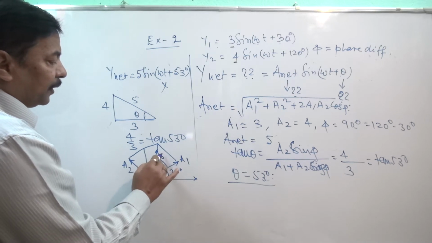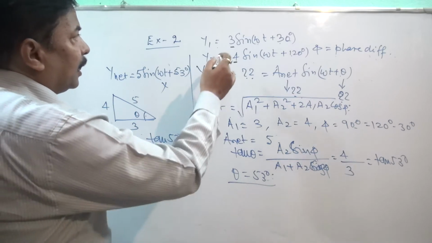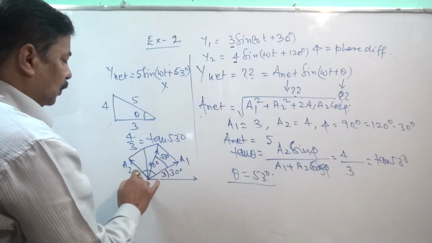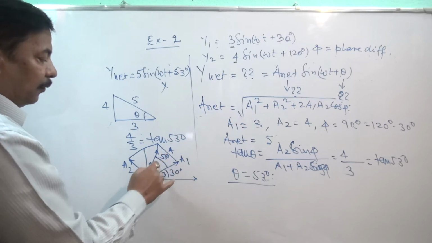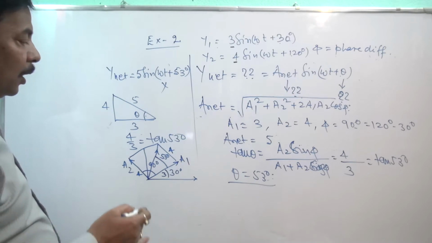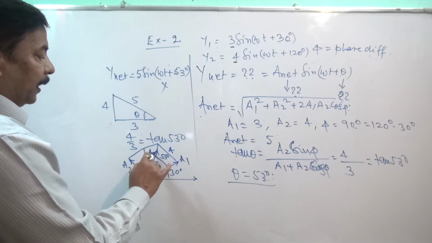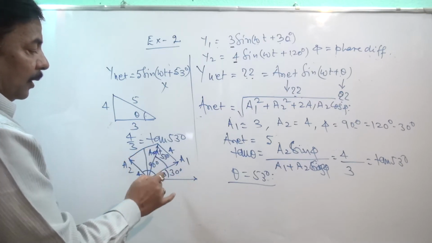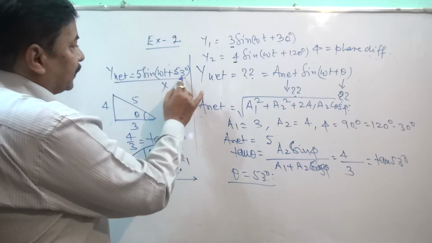This is your 53 that you have calculated. A1 is how much? A1 is your 3 and this is your 4. So this will also become 4, and in front of 4 this is 53 degree. So the actual answer is this is your A net, which is 30 plus 53 degree. So don't make the mistake by writing this one.